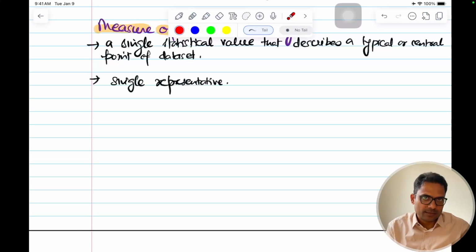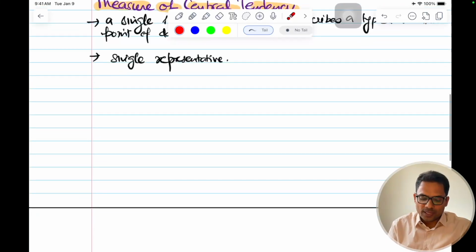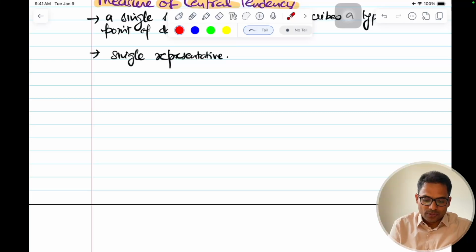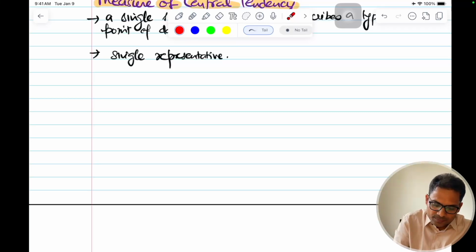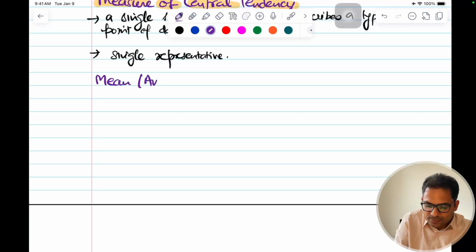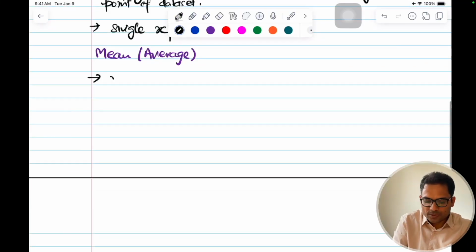Why are we studying these things? Always I'll go via this flow only. Why are we studying this? Okay, so the first thing would be mean. We have studied this a lot. Mean means mean or average. We know this. This is the most common one we use.